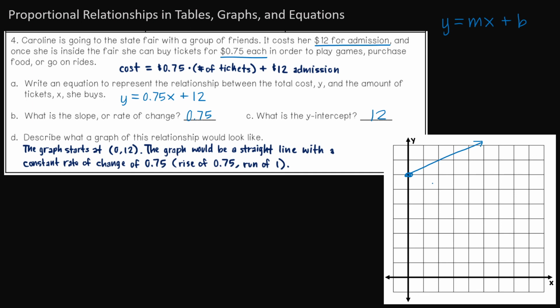So we know the graph is going to start at the coordinate 0, 12. And the graph would be a straight line with a constant rate of change of 0.75. The rise of the line would be 0.75 and the run would be 1.